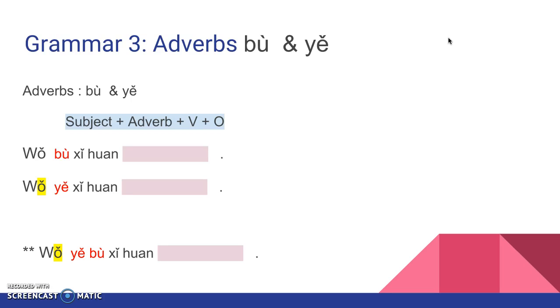And this grammar is using adverbs with 不 or 也. In a Chinese sentence, the adverb goes before the verb. So if you want to say, I don't like 麻婆豆腐, you will say, 我不喜欢麻婆豆腐. If somebody tells you she likes 麻婆豆腐 and you also like it, you can say 我也喜欢麻婆豆腐. Or somebody doesn't like 麻婆豆腐 and you don't like it either, you can say 我也不喜欢麻婆豆腐.